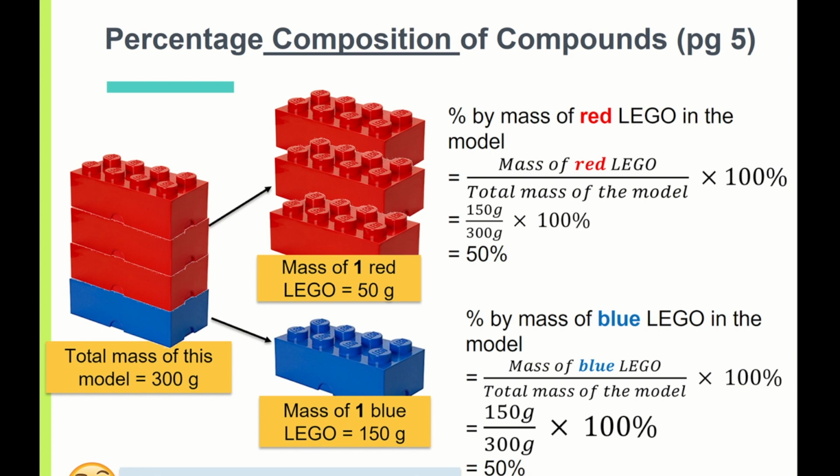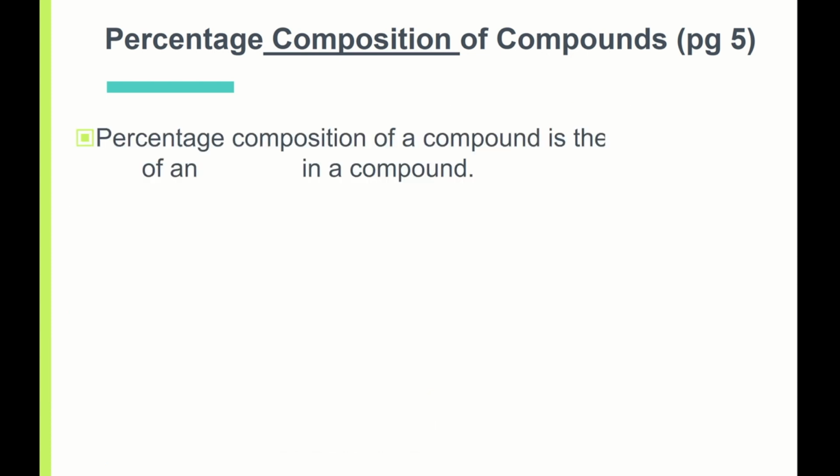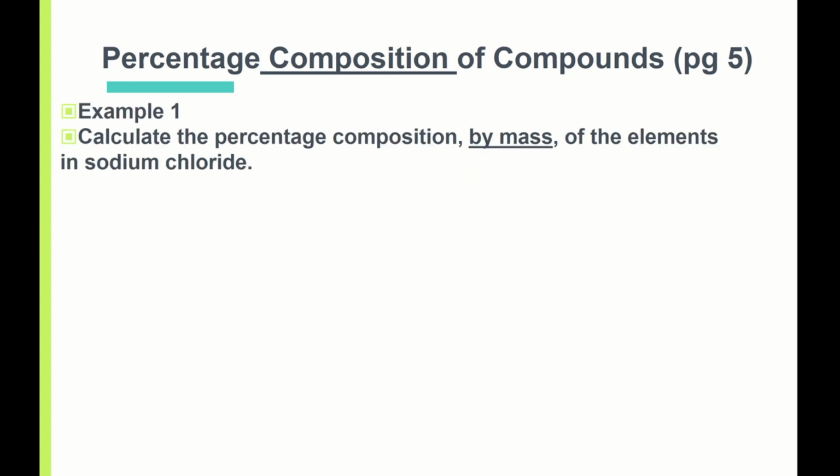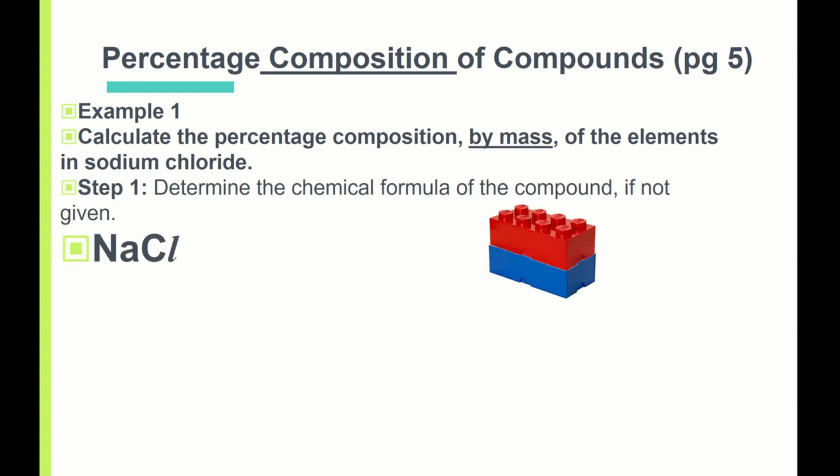So percentage composition of compound is the percentage by mass of an element in a compound. We are interested in what is the mass contributed by an element, let's say in a compound. So this is the formula used. It is the same as what you have done for the Lego bricks. It's just the mass of the element over the total mass of the sample times 100%. So let's try some examples.